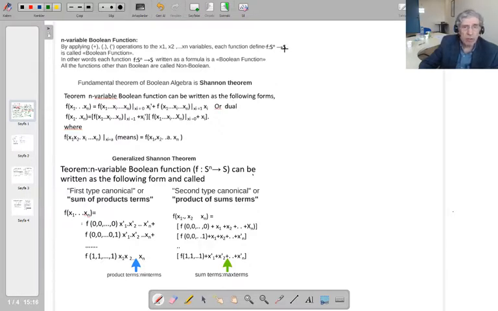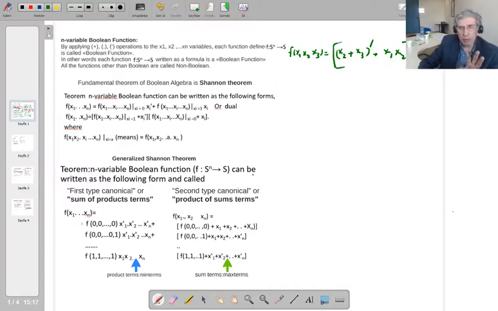For example, if you ask me to find a Boolean function for three variables, I can easily write it like that. F(x1, x2, x3) is equal, for example, to x2 x3' plus x1 x2 multiplied with (x2' plus x1). This is a formula. How did I find that formula? By using these operations on these three variables. This is what I've done.